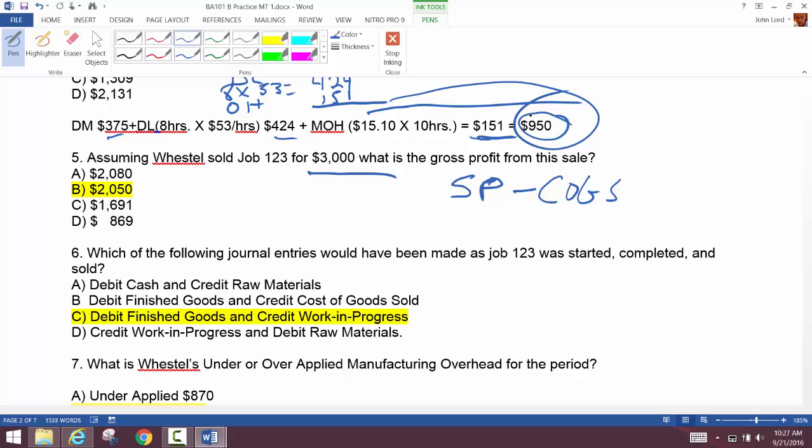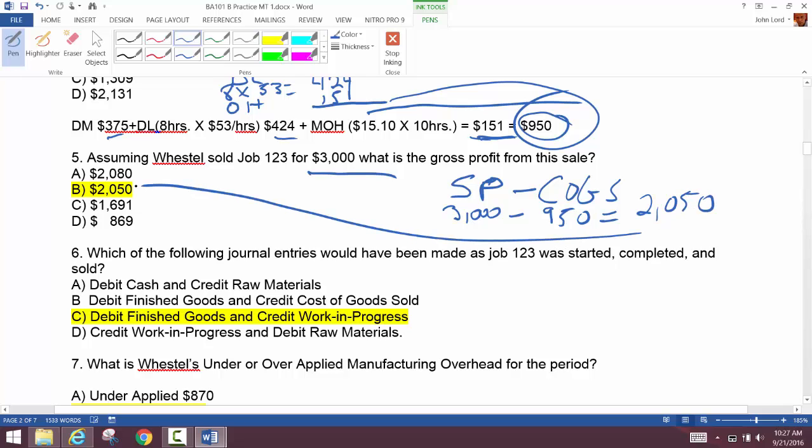Okay, and so what happens? We take this 3,000 and we subtract the 950. And that better come to 2,050, or I'm going to be very upset this morning. Right?